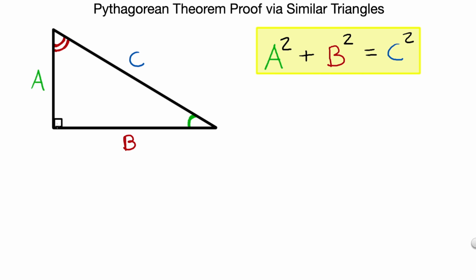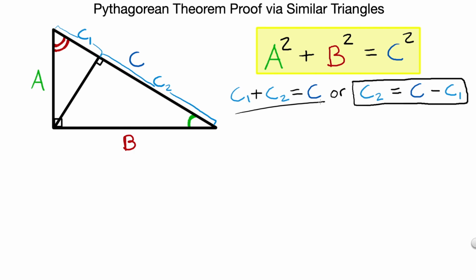The first thing we want to do is draw a perpendicular line from the right angle corner all the way to the hypotenuse. Here I've already drawn it out to make it look nice. We can see that we're splitting the hypotenuse, c, into two smaller values, c1 and c2. In other words, c1 plus c2 equals c, and we can write this as c2 equals c minus c1.